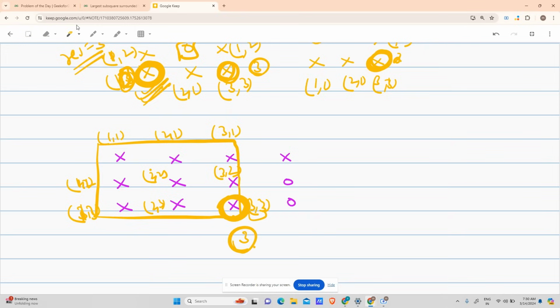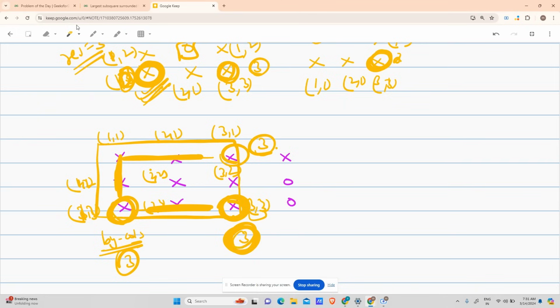Now, for this 3 to be true, this value by columns should also be equal to 3. And this value by rows should also be equal to 3. Why? If this is 3, that means these 3 are present. And if this is 3, that means these 3 are present. And these 3 are present, that is why this was 3. Right? So if I find this 3, if I find this 3, if I find this 3 as this one, a square is formed. Right? That was my condition, right?